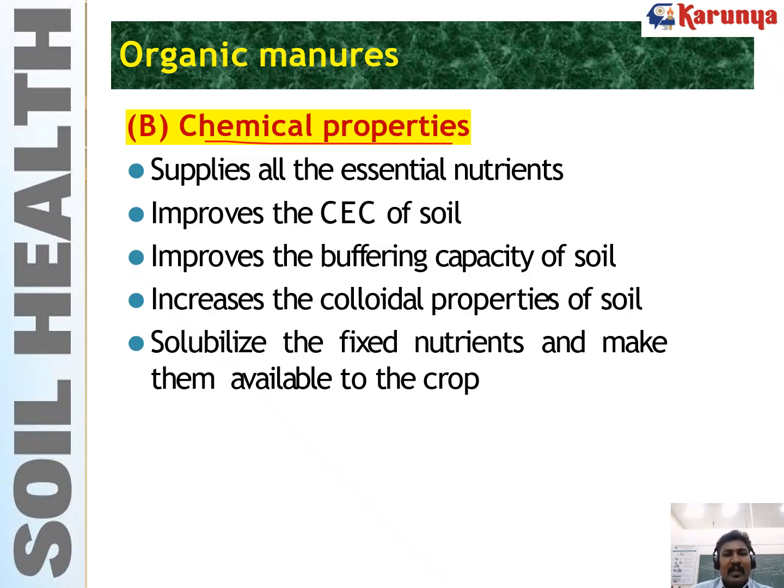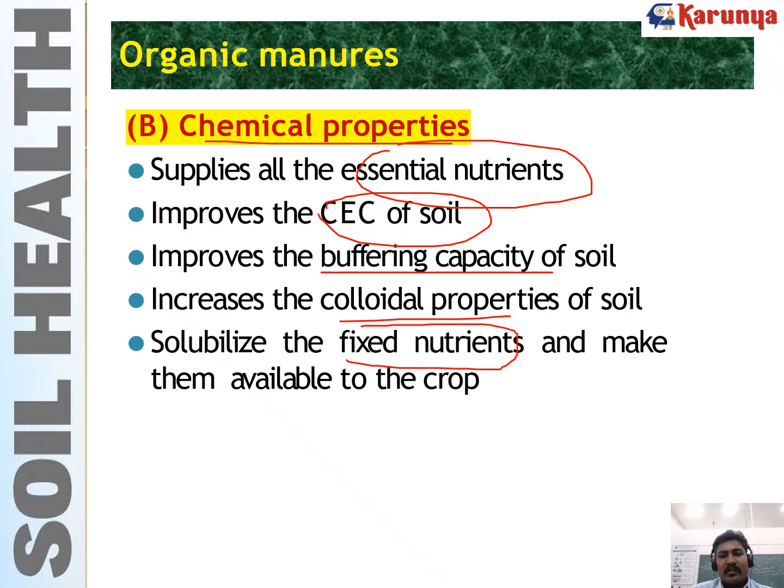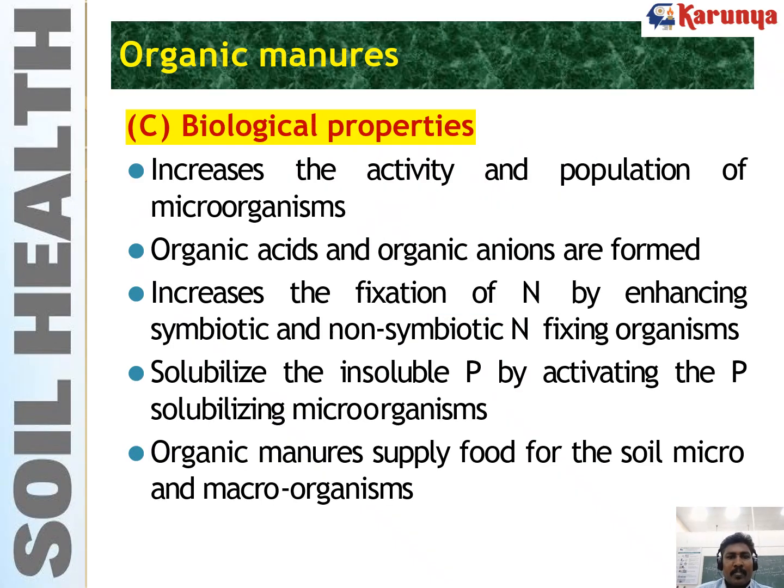Once the physical property is regulated or becomes very good, the chemical properties automatically behave in a good manner. Because of the water holding capacity, the nutrient holding capacity, the CEC, and essential nutrient availability become better. It improves the buffering capacity of soil and increases the colloidal particles, meaning the finest particles of clay will hold more nutrients, and colloidal properties also improve, and the fixed nutrients are solubilized. The fixed, unavailable or bound nutrients become available, so that the crop can grow in a better way.